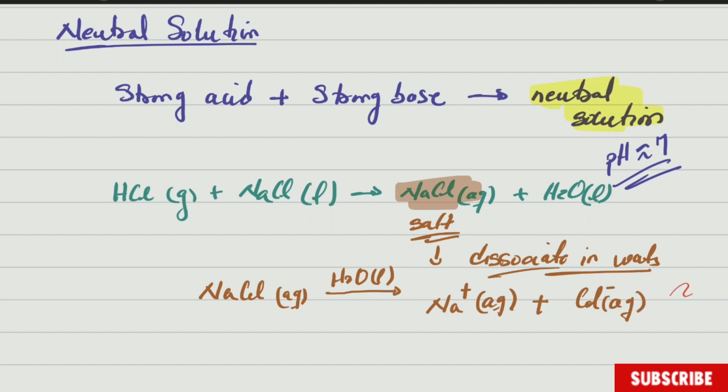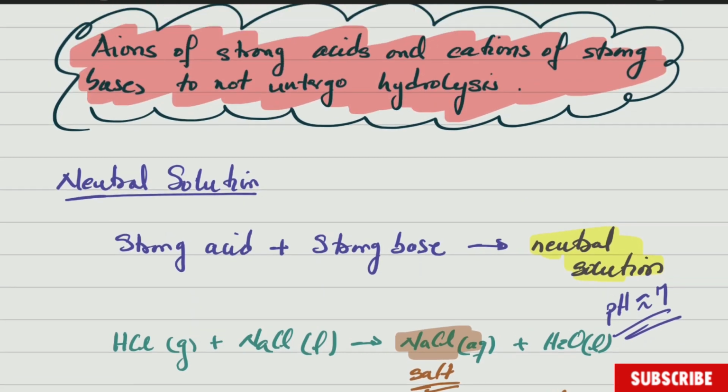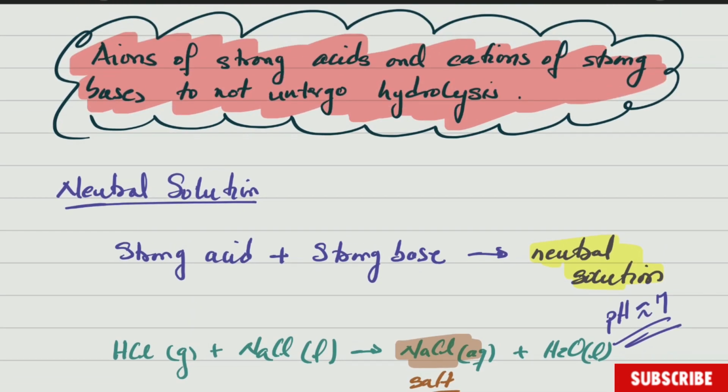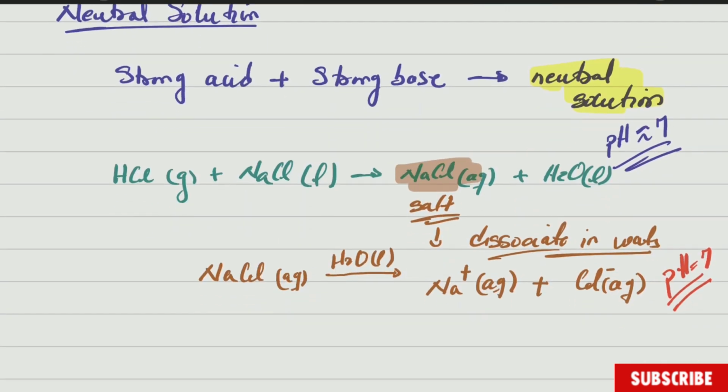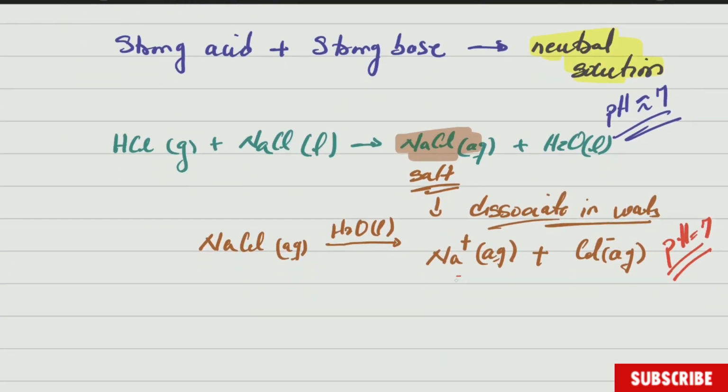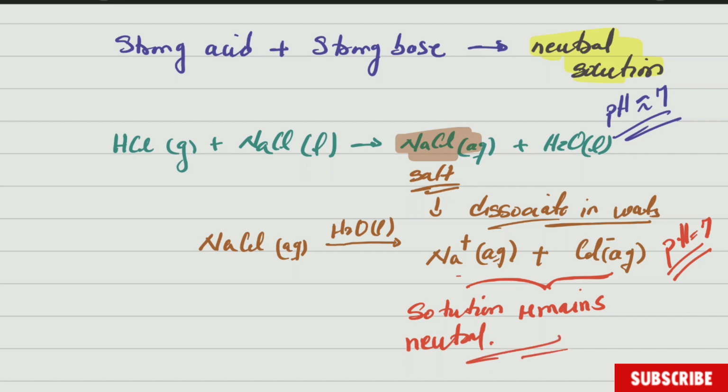The pH of this solution is going to be 7. It's going to be a neutral solution. Now, because of what we said here, that anions of a strong acid and cations of a strong base do not undergo hydrolysis, it means that these ions are not going to react further with water, so the solution stays neutral. The solution will remain neutral. This is what happens when you have a strong acid and a strong base.